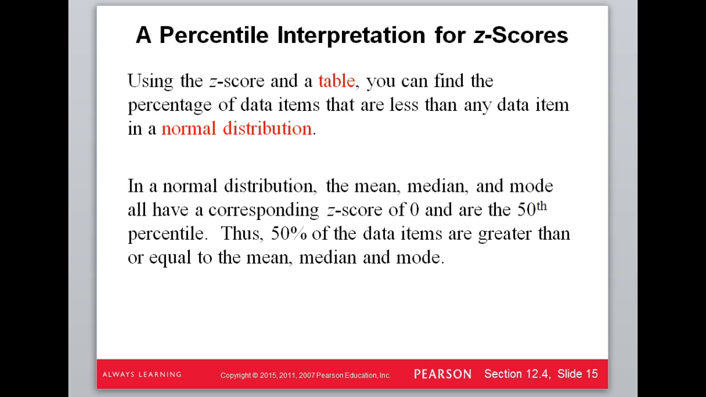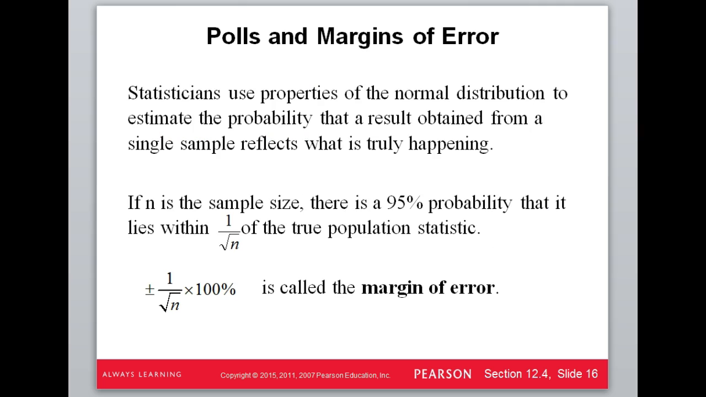But now that we are using the table, which is called the z-table, we have to have a normal distribution to do this. In a normal distribution, the mean, the median, and the mode all have a z-score of 0 and are at the 50th percentile. 50% of the data items are bigger than the mean, and 50% of the data items are smaller than the mean.